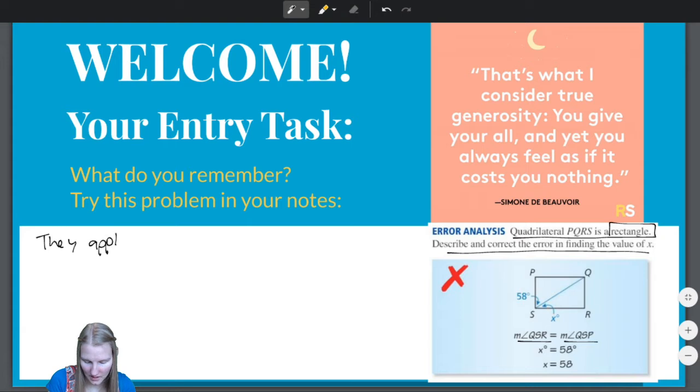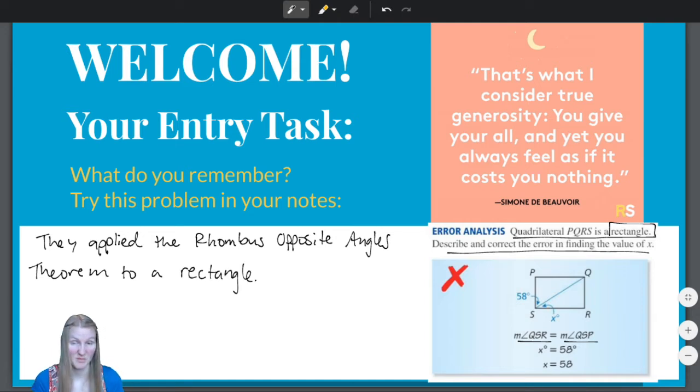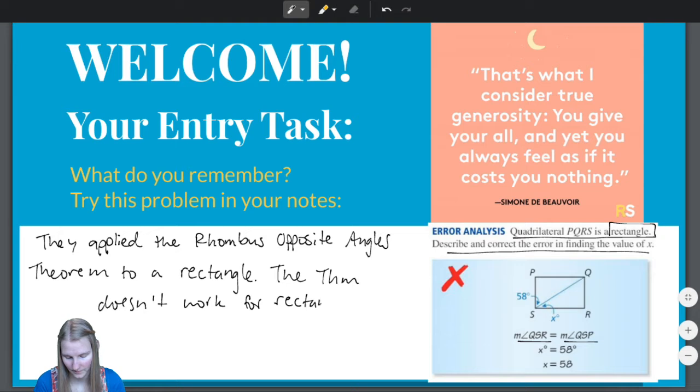So, what they did, they applied the rhombus opposite angles theorem to a rectangle. So that theorem doesn't work for rectangles. So that's what they did wrong.